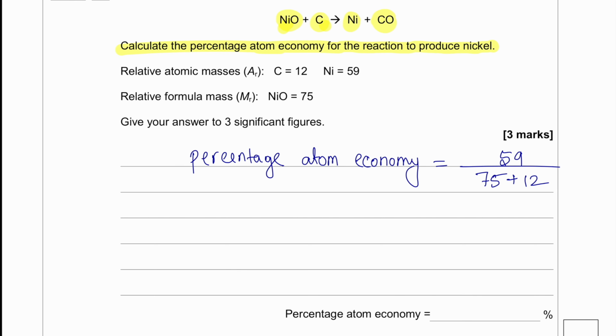So it's basically 59 divided by 87. 59 divided by 87 times 100. So this gives us 67.8%. So the percentage atom economy is 67.8.